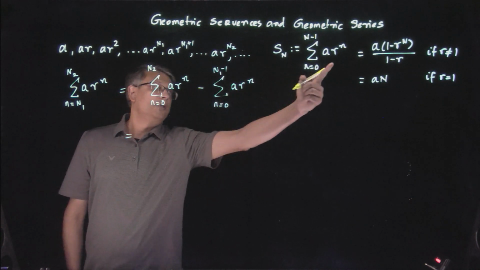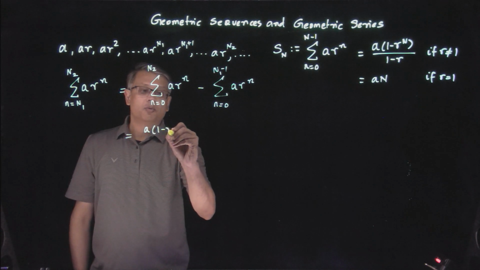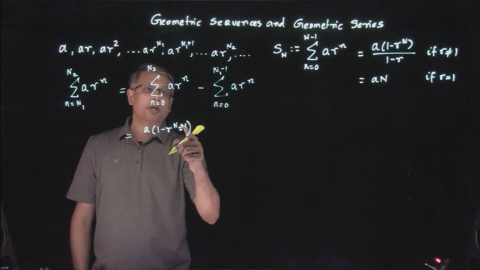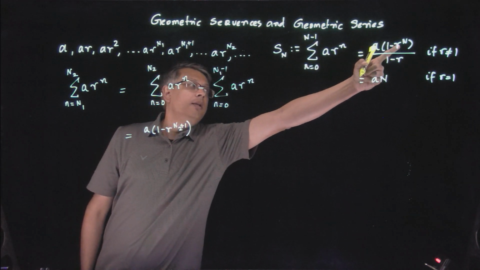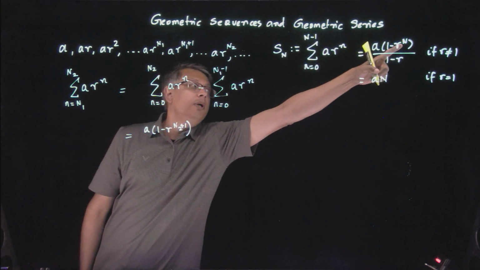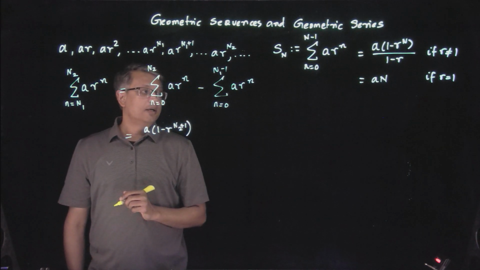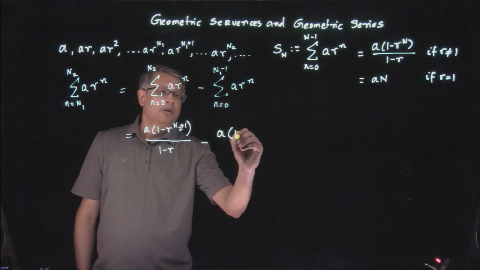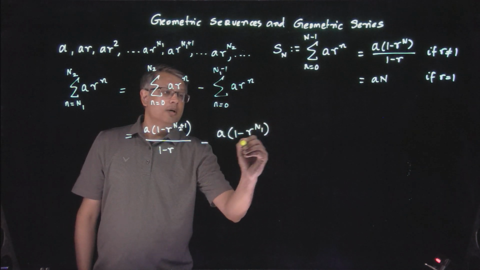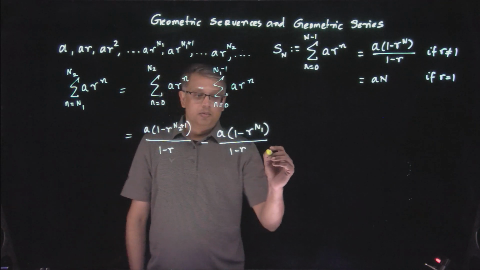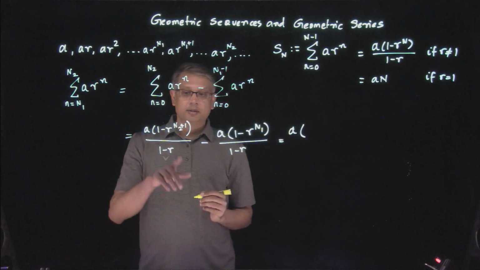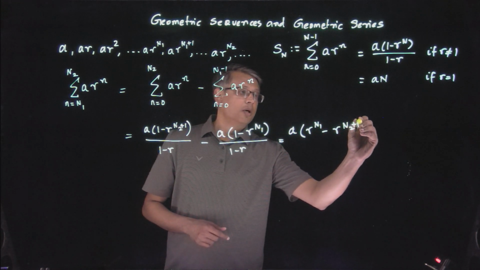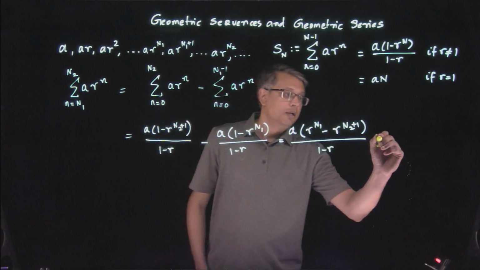So when I use this formula to compute this sum, we're going to get a times 1 minus r to the n2 plus 1. Notice that we get the plus 1 because if you sum up to n minus 1, then the power goes to n. So if you sum up to n, this should be n plus 1. So when I sum up to n2, it's r raised to n2 plus 1 divided by 1 minus r, minus a times 1 minus r raised to n1 divided by 1 minus r, which you can see is a times r to the n1 minus r to the n2 plus 1 divided by 1 minus r, if r is not equal to 1.